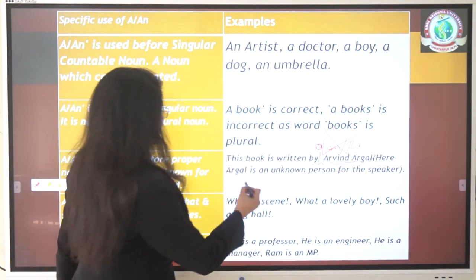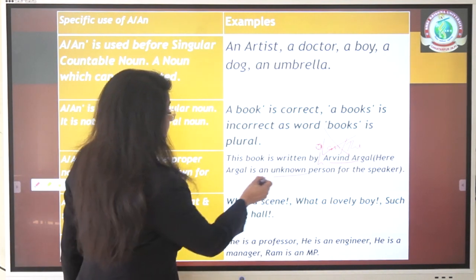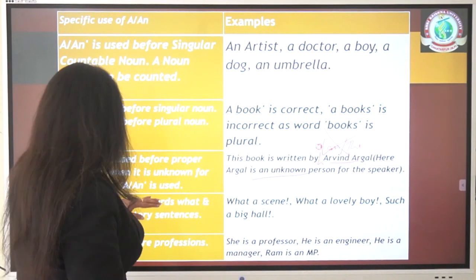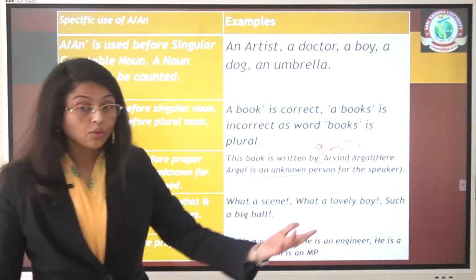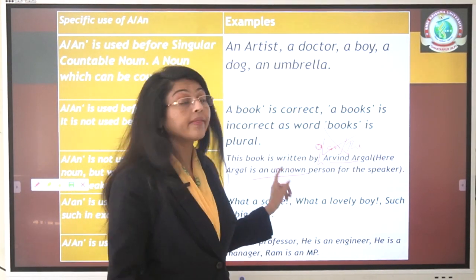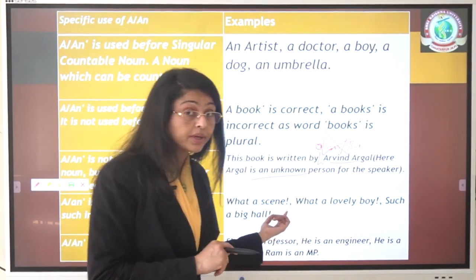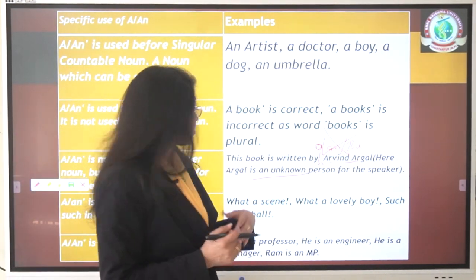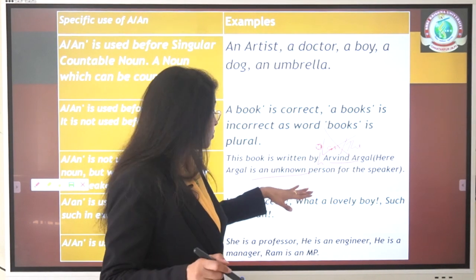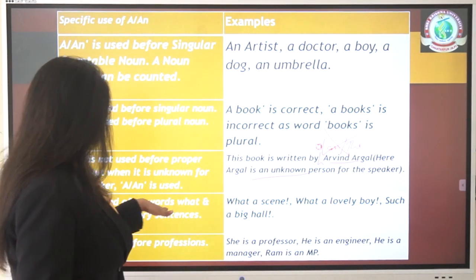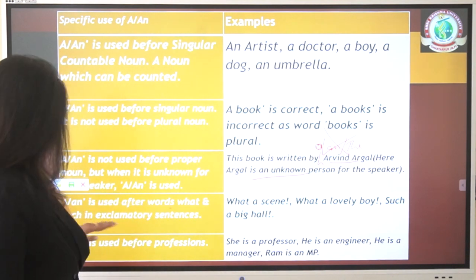Then here, he is an unknown person for the speaker, right? So if the person is unknown, not very well known, then you can use the articles. Again, the common sense rule applies over here. The way you go through the tone, tenor and rhythm of a sentence, that also works in grammar.